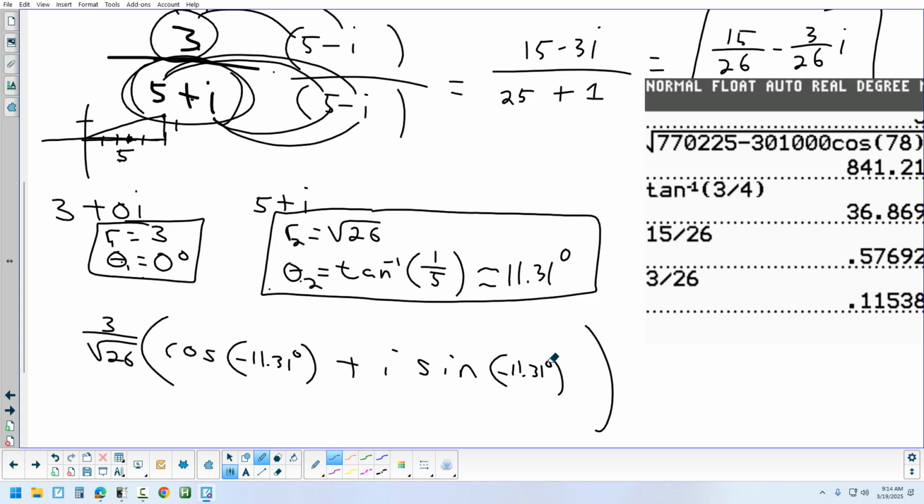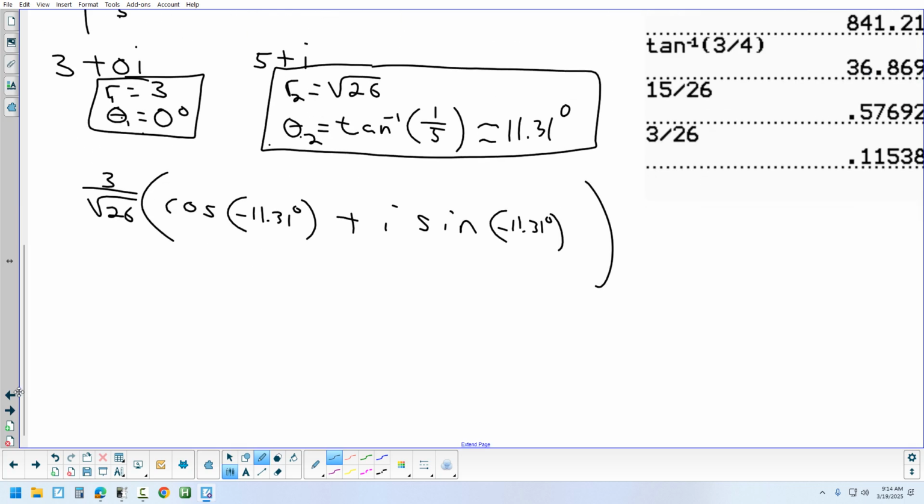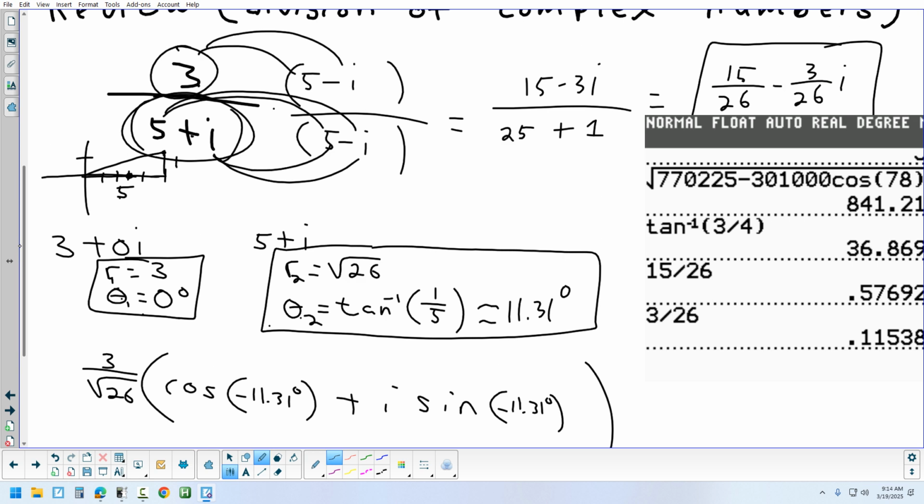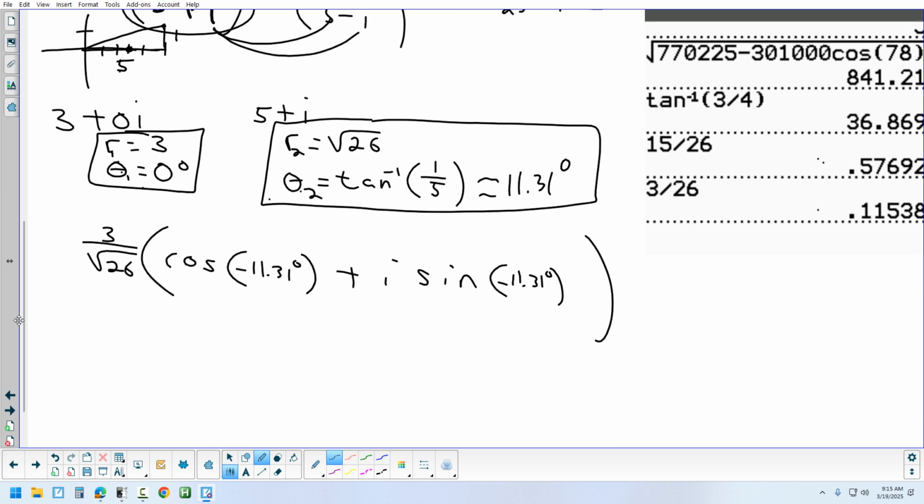Now, if they said to leave the answer in trig form, that is one way we could leave it. I want to convert that back to standard form to see if it really comes out to 15 over 26 minus 3 over 26, or roughly these decimals. But leaving it in trig form with a negative angle, they may not want you to do that. What's one way you can take an angle that's negative and make it positive? Yep. Add 180.